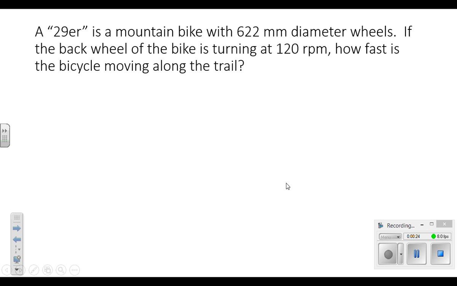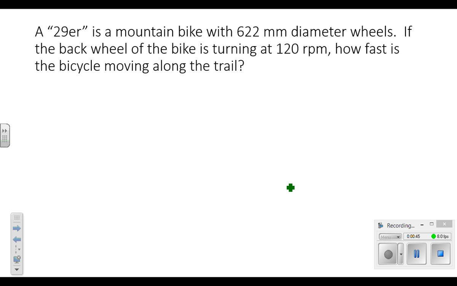Of course, that also measures the inside diameter to the inside of the rim, not all the way out to the edge of the wheel or the tire, so that might make some difference. Anyway, if the back wheel of the bike is turning at 120 RPM, how fast is the bicycle moving along the trail? So we need to, again, as usual, write down what we know in this problem.